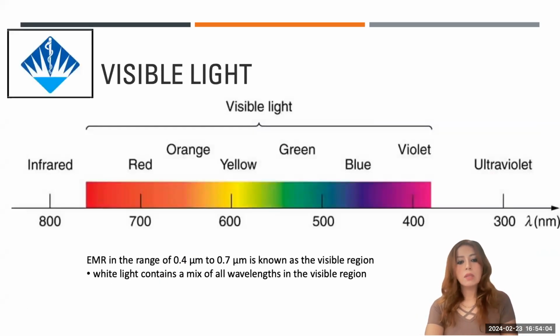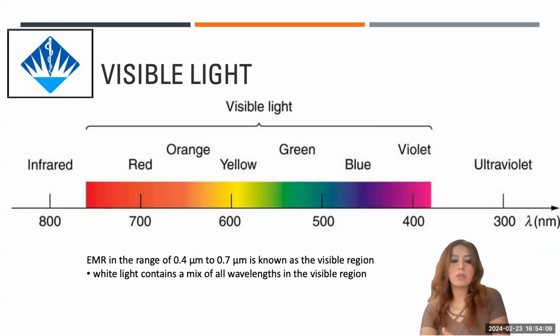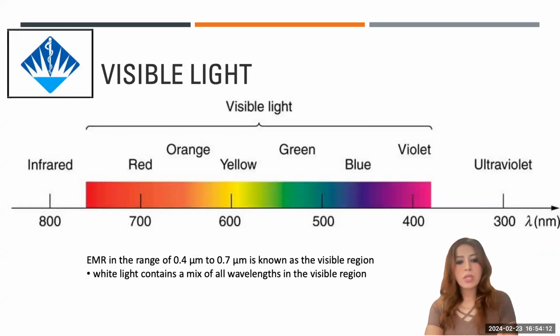So visible light, the light which our eyes, our sensors, can detect, is part of the visible spectrum. Some remote sensing instruments also detect radiation invisible to our eyes. The range of visible wavelength is from 400 nanometers to 700 nanometers. The longest visible wavelength is red and the shortest is violet. And white light contains a mix of all wavelengths in the visible region.